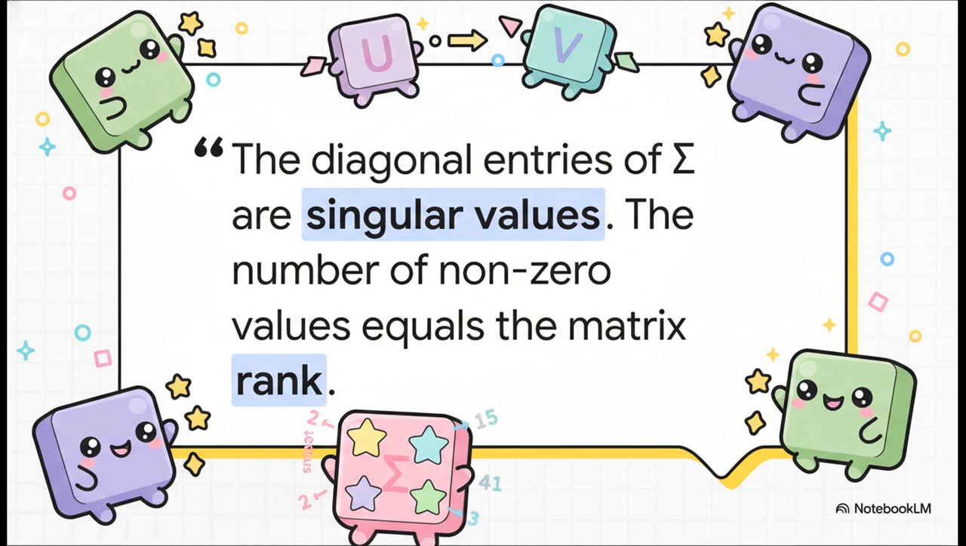The numbers inside it are called singular values, and you could think of them as telling you how much to stretch in each direction. The biggest singular values represent the most important information. This is so critical that the number of these non-zero values actually tells you the rank of the matrix, which is just a fancy way of saying how much unique, useful information it really contains.